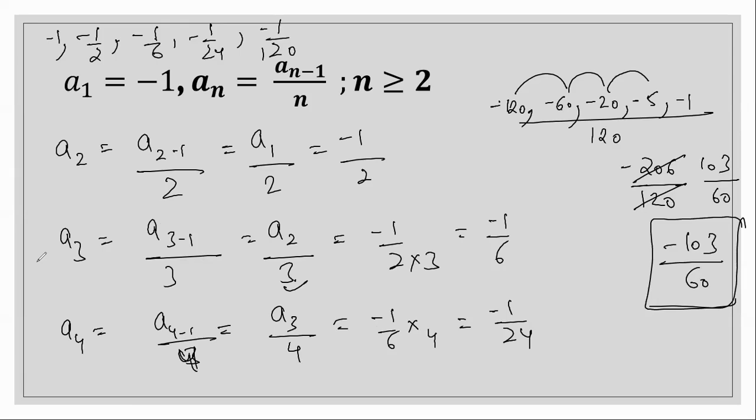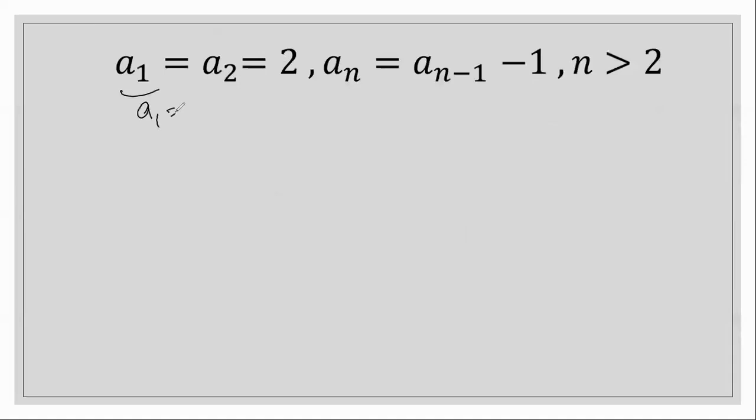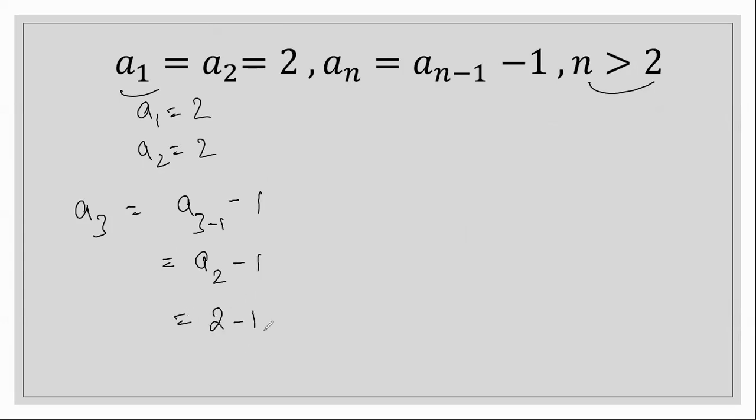Now let's talk about the next question, which is question number 13, this one, where a1 and a2, the first term and the second term, are equal. So a1 is 2 and a2 is also 2. And you have to take n greater than 2, meaning you have to start with 3, right? And n is always a positive natural number. So let's talk about a3, which is a of 3 minus 1 minus 1. So a3 minus 1 means a2. And what is the value of a2? It's 2, so 2 minus 1 is equal to 1.